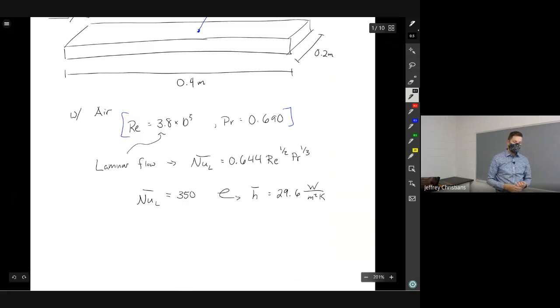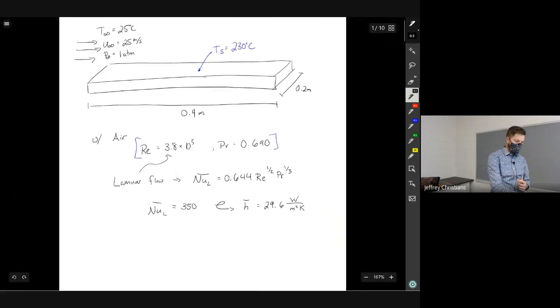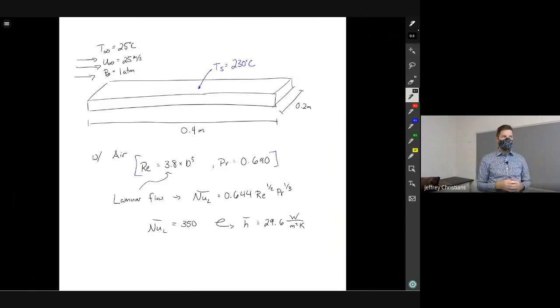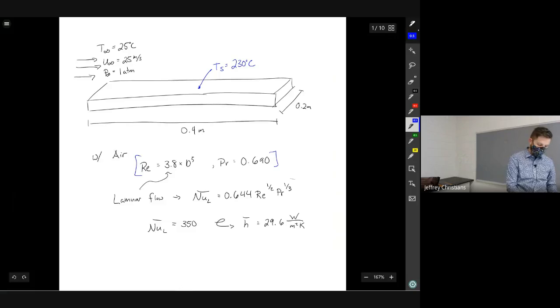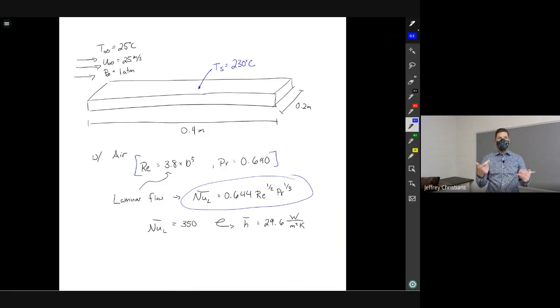Okay, and this is typically the solution process that you're actually going to use. Look at the problem. What's the Reynolds number? What's the Prandtl number? Use those to identify what is the correct model. In this case, that was this model for the Nusselt number, and then find the Nusselt number, then use that to find h.